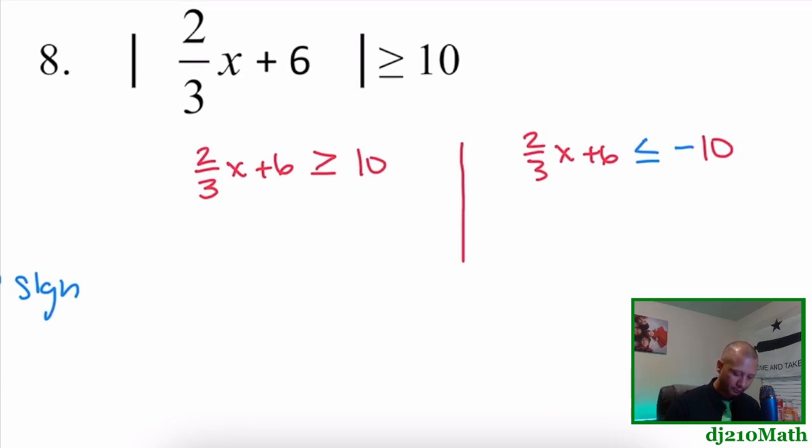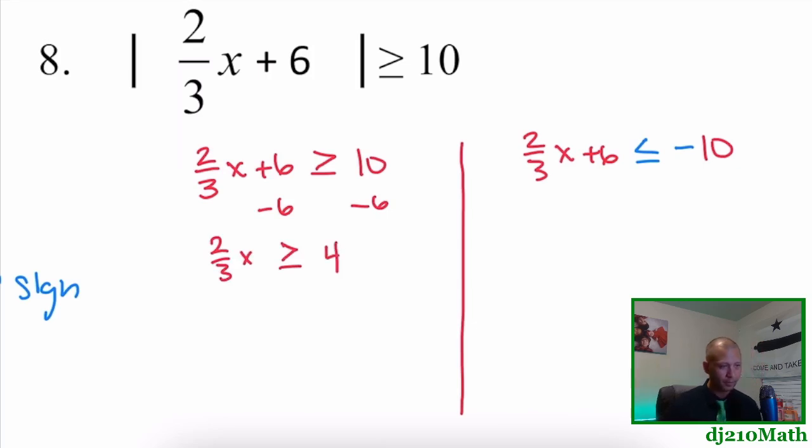And we just solve each of these. So minus 6, 2/3 x greater than or equal to, 10 minus 6 is 4. Whenever we want to get rid of a fraction that's being multiplied to a variable, we use the reciprocal, both sides. Now, if you were to multiply by a negative here, you would definitely have to flip the sign. It's not negative, it's positive. So we don't need to flip anything.